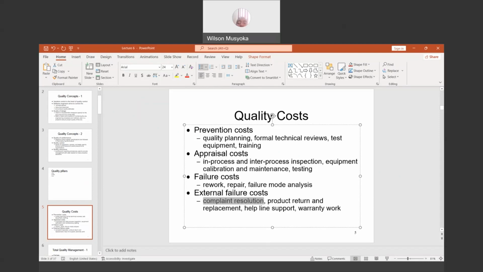Product return, if the product is returned to you, you have to work on it and you are going to incur some cost. If you need to replace that product, that is the software product, then that is also some cost which is involved. Helpline support and the warranty work. If you have given your product some warranty, maybe during 1 year of the operation of this software, if it has issues, you can bring it back at our own cost. Then that is a cost that is going to be included. So those are costs you need to understand about.